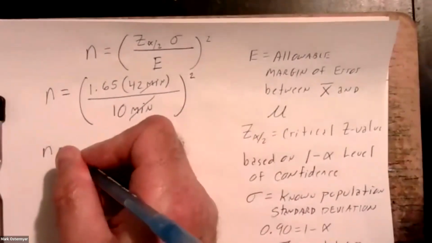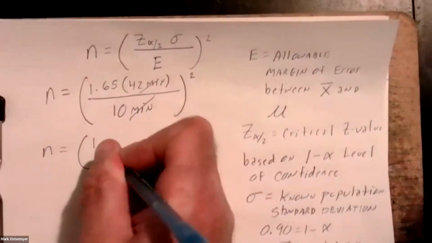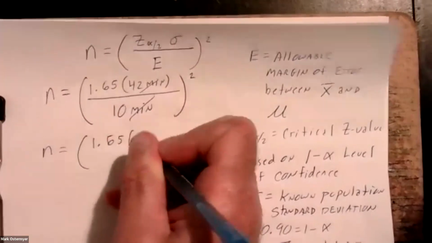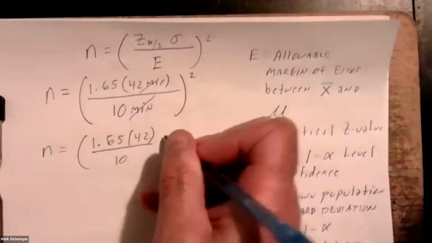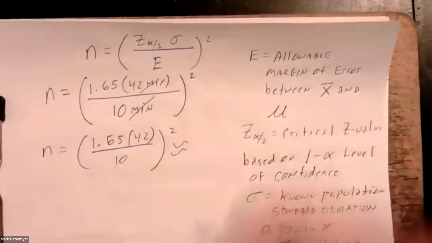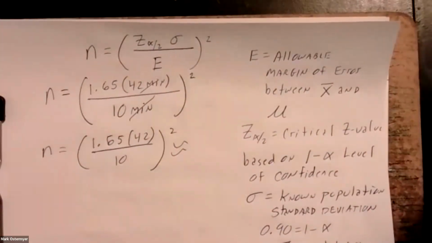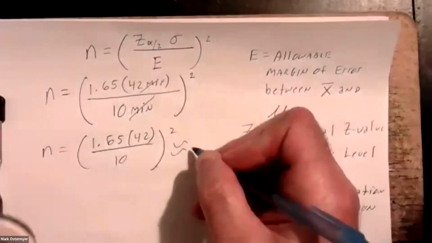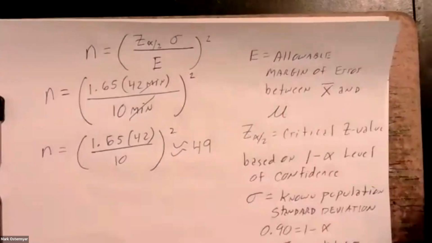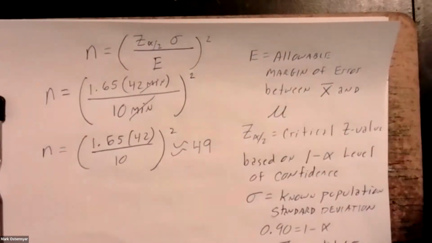So let's get on our machine, make sure that you can do this. Make sure that you can do this on your calculator, and let's see what our sample size should be. So 1.65 times 42 divided by 10, and then I'm going to square that quantity. Remember, ladies and gentlemen, when in doubt, always round sample sizes up, never round them down. I'm going to bump this up to 49. There we go. 49.